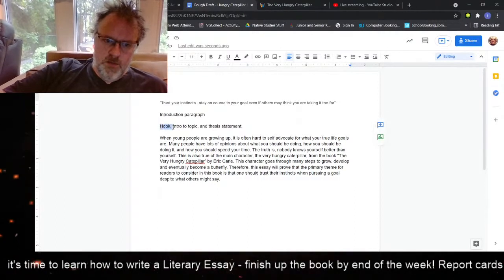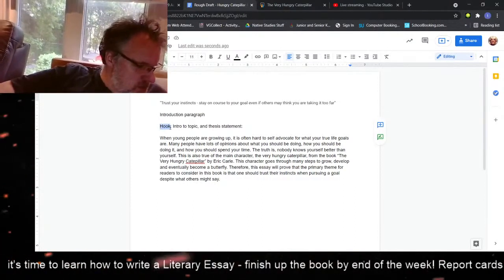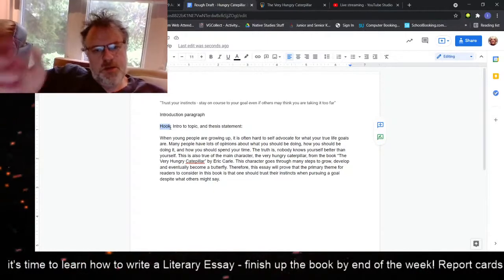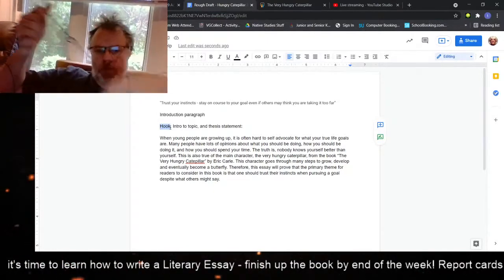So our hook, for example, hang on, I'm going to grab my mouse here. It is too hard to do this with the touchpad. Pardon me for a moment.